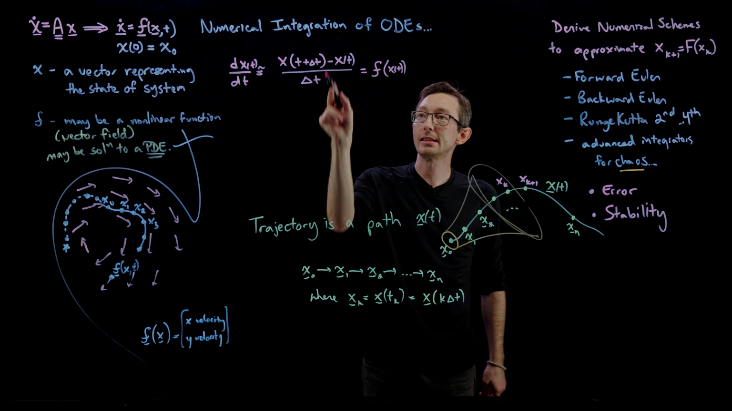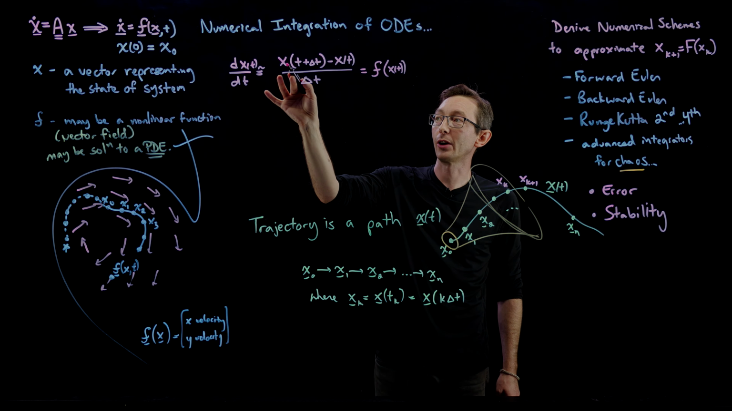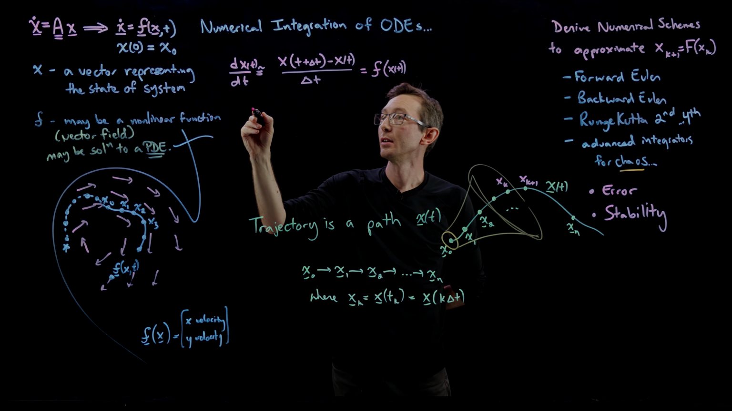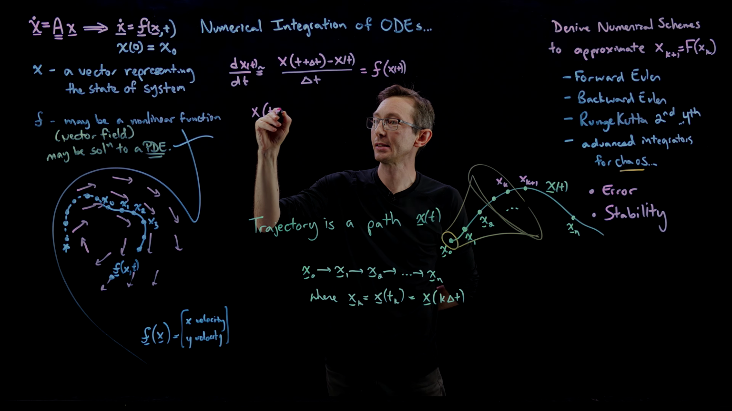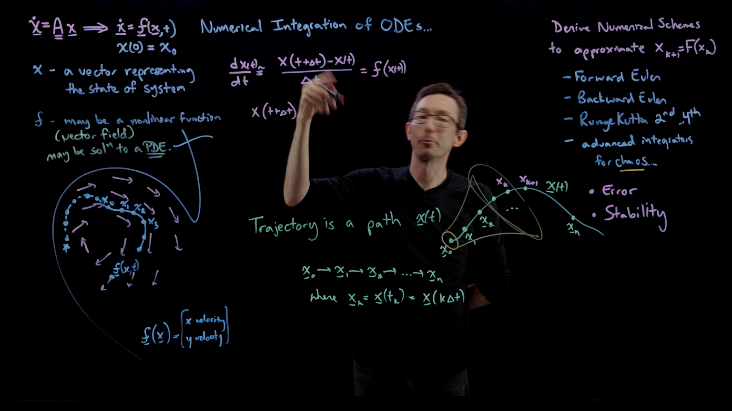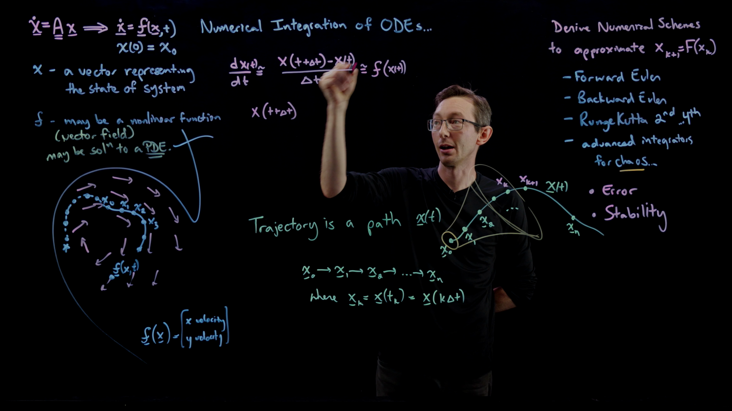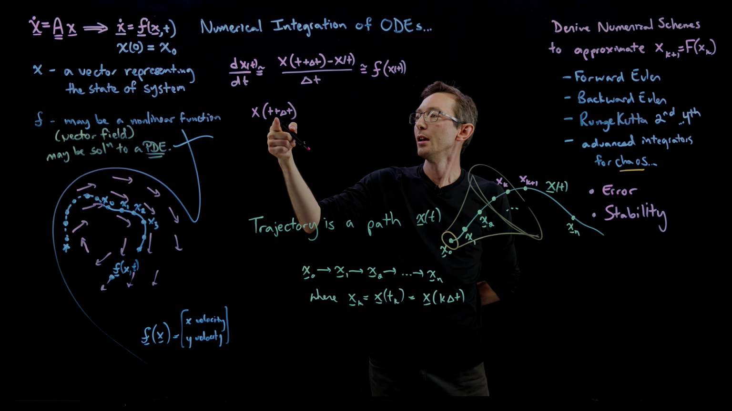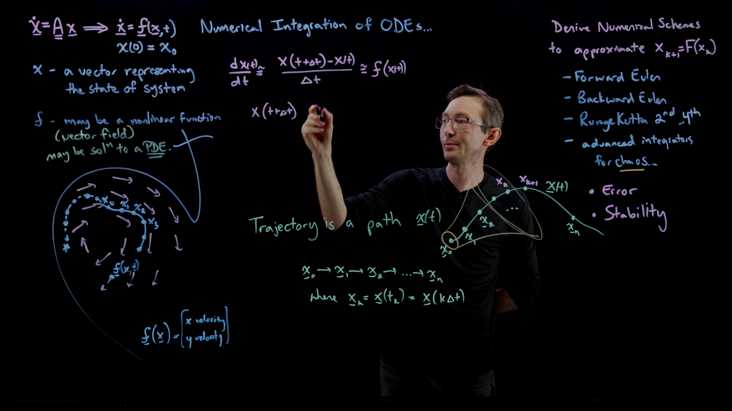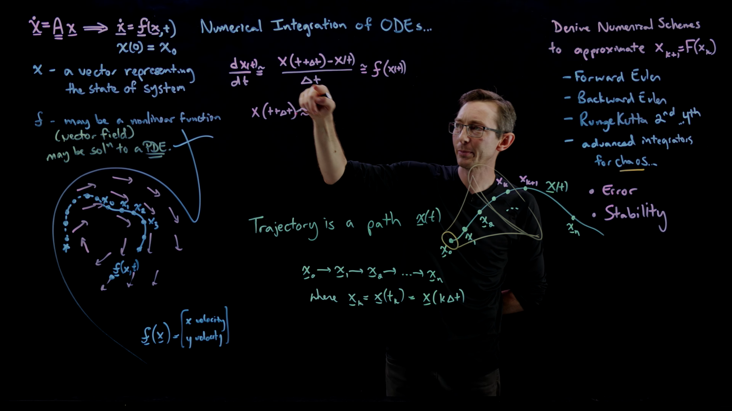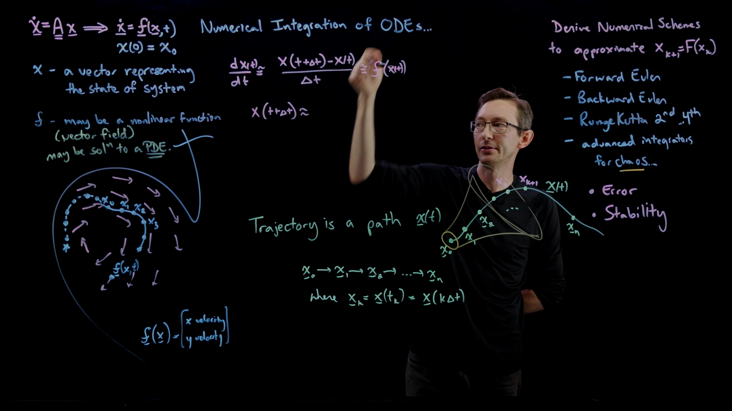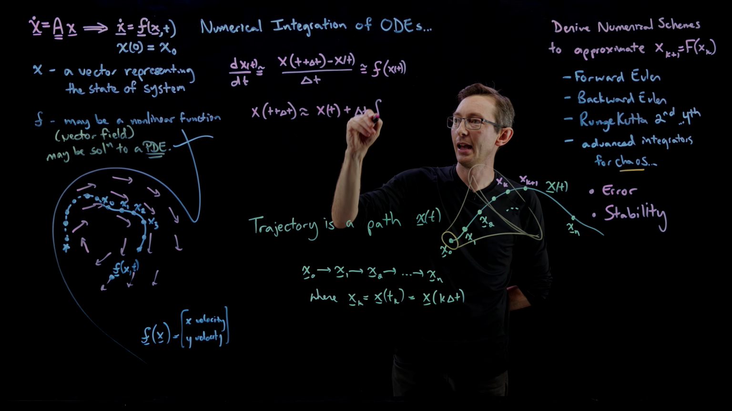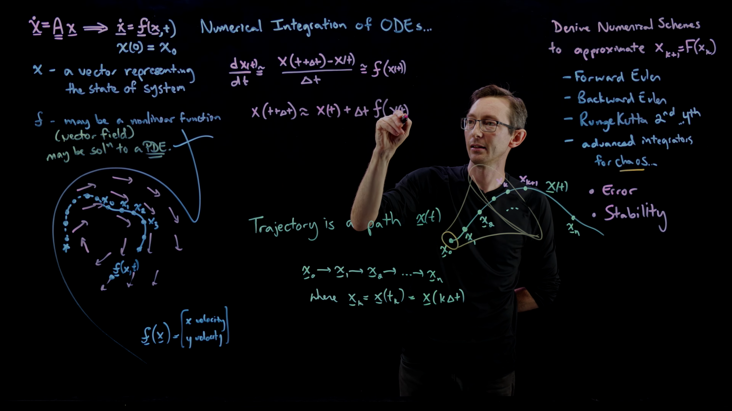And so based on this expression, I can now solve for x at my next time step in terms of x at my current time step. So I get x at t plus delta t is approximately equal to the right-hand side, again only approximately, because this is an approximation of x dot. So I multiply both sides by delta t, I add x of t, and I get x of t plus delta t approximately equal to x of t plus delta t times f of x of t.